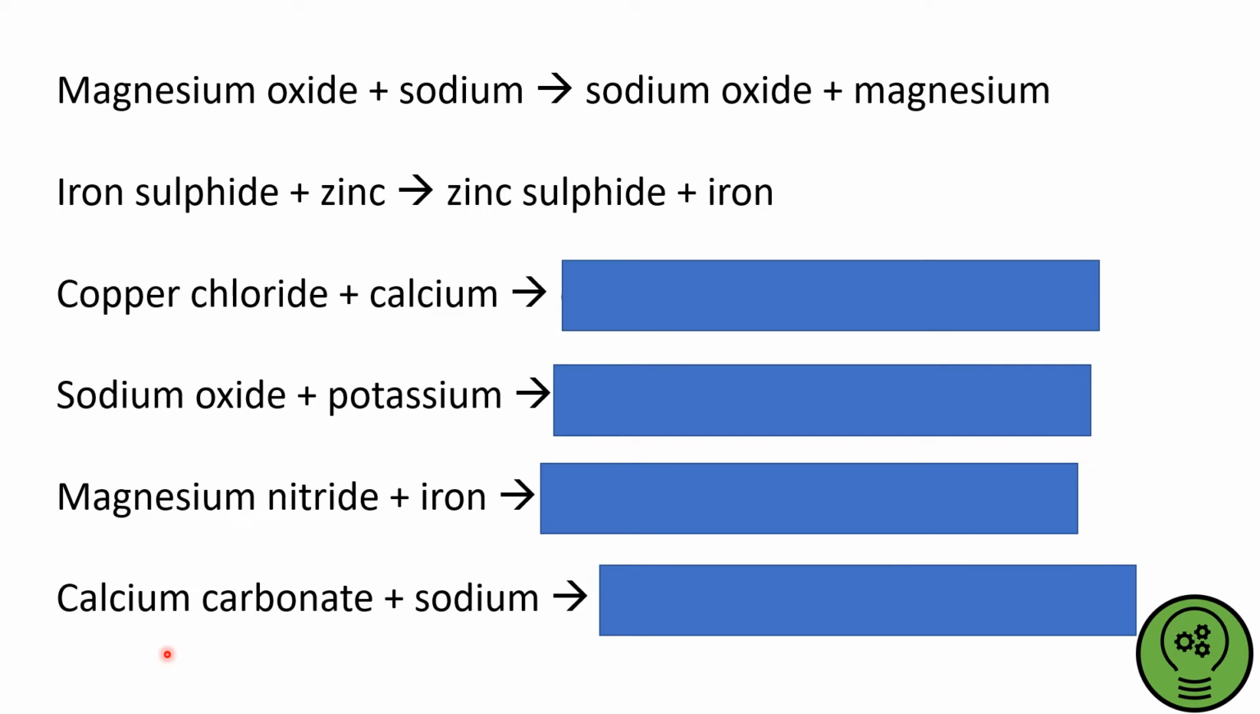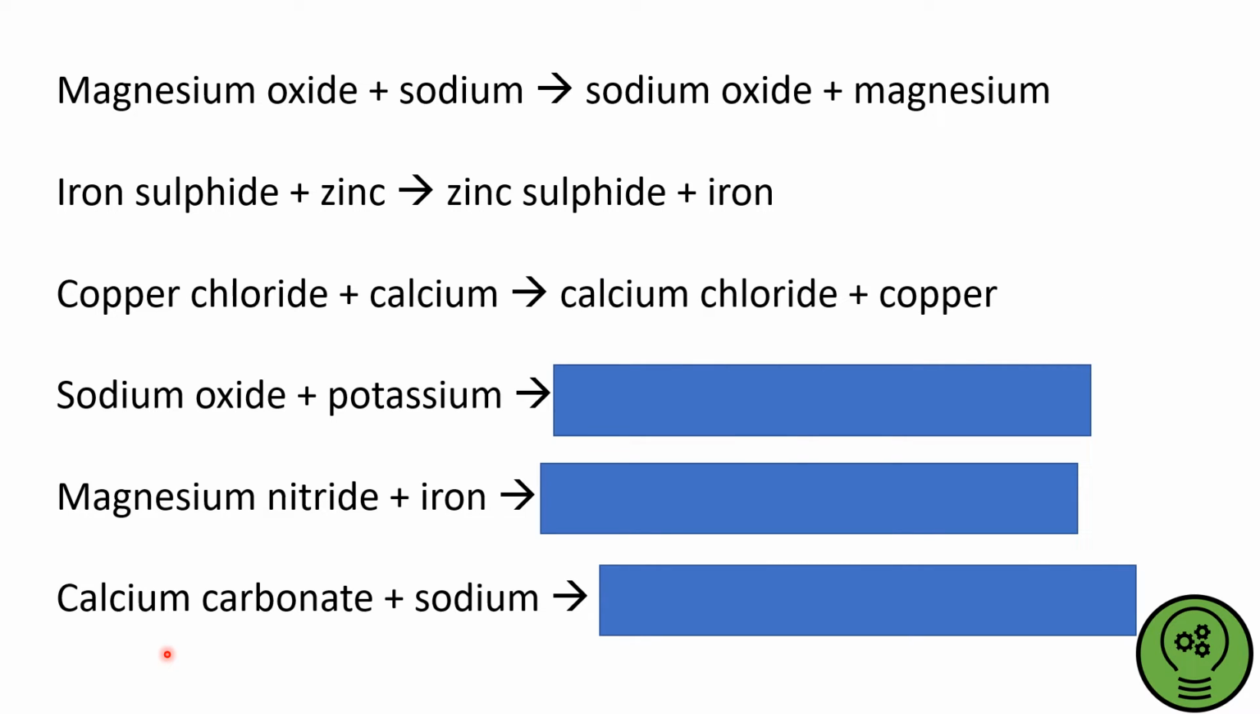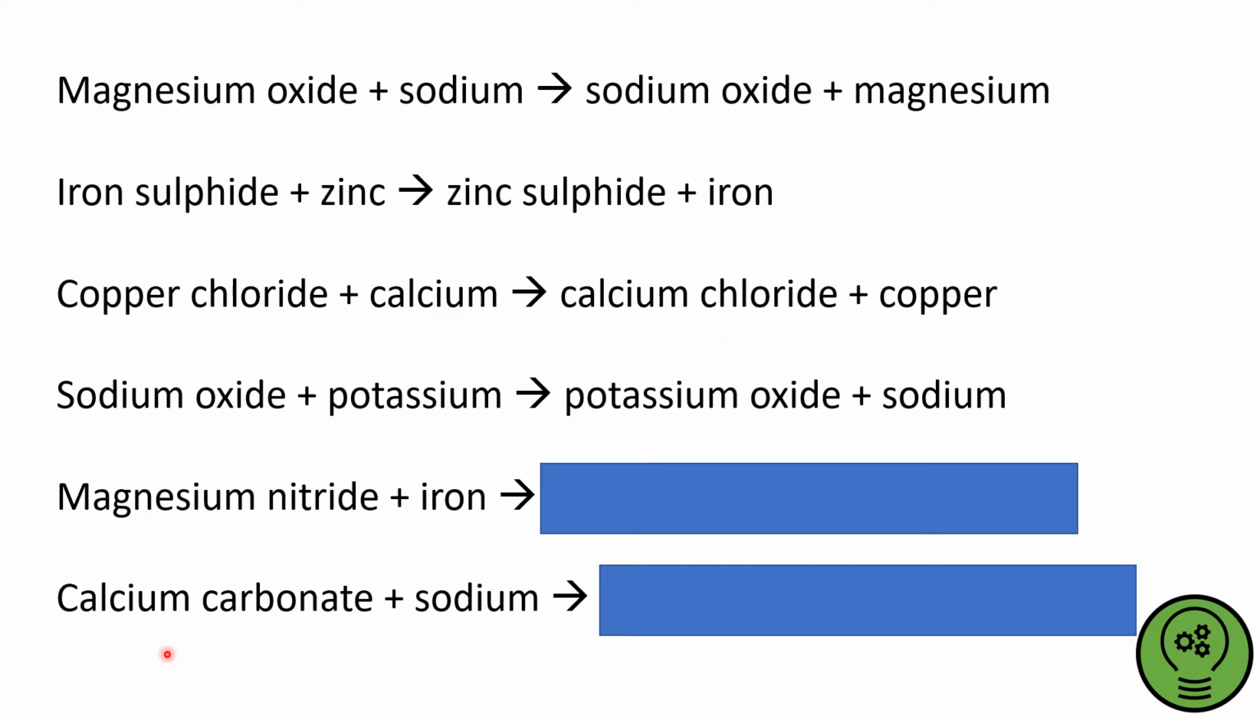Next one here, copper chloride plus calcium. Calcium is definitely more reactive than copper, so I'm going to have calcium chloride plus copper. Sodium oxide plus potassium. Potassium is more reactive than the sodium, so I'm going to get potassium oxide plus sodium. This one here, I've got magnesium nitride plus iron. Now, magnesium is more reactive than iron, and that means that the iron is not able to displace the magnesium, because the magnesium is the more reactive one. It will hang on to the nitride, and the iron is not able to do anything about it.